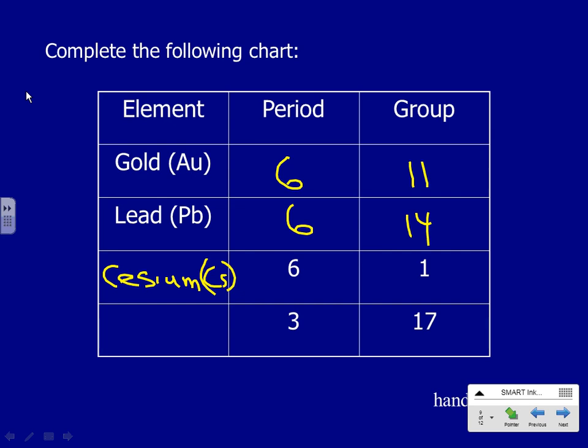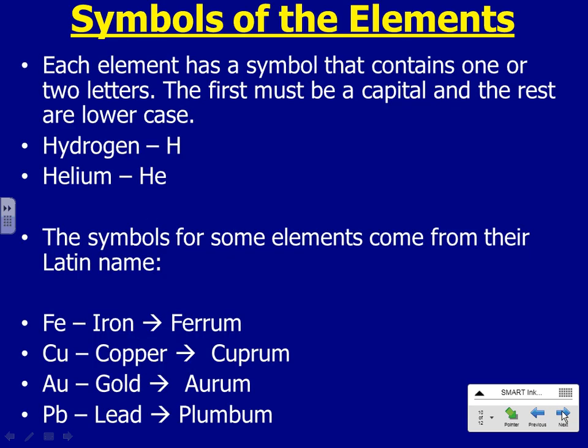And what about 3 and 17? Yep. Chlorine, right there. You don't count down from the top. It's got to be the row. Excellent. Chlorine, Cl. Any questions or concerns on locating our elements? Very straightforward stuff. All right. Symbols. I want you to write down this whole slide, the entire slide on this one.